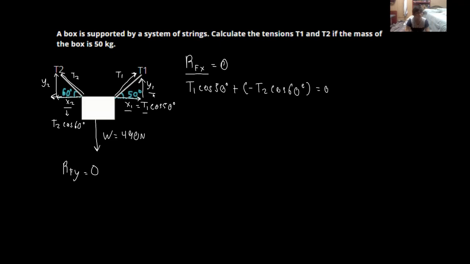Una, si y1. Diba kanina, kapag x ang hinahanap, magiging T1 times cosine. Pero kapag pataas, o vertical, gagamitin natin ay T1 times sine 50 degrees. So ito ay T1 times sine of 50 degrees, plus, ito rin si y sub 2.